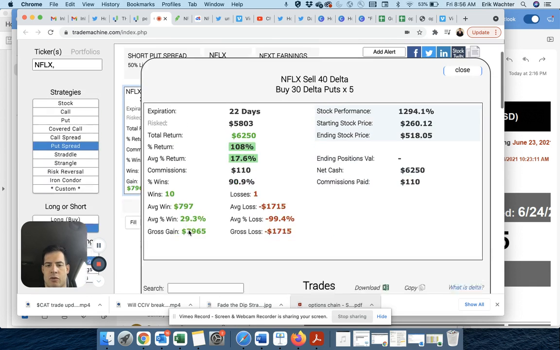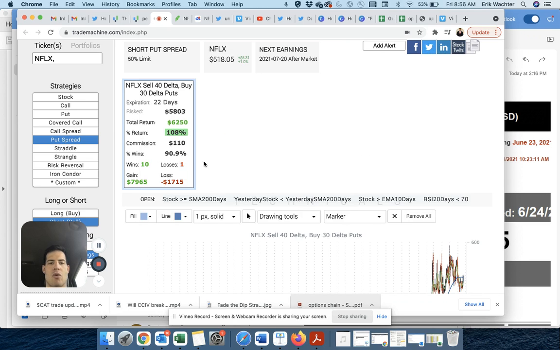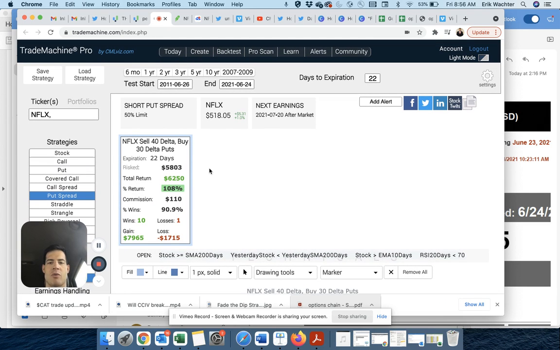Here's the backtest results. That one loss is a little nasty, but that's what risk mitigation is for. But overall, the average win was $797. Average return, 17%. This is also a 22-day expiration. We have earnings the week after that.